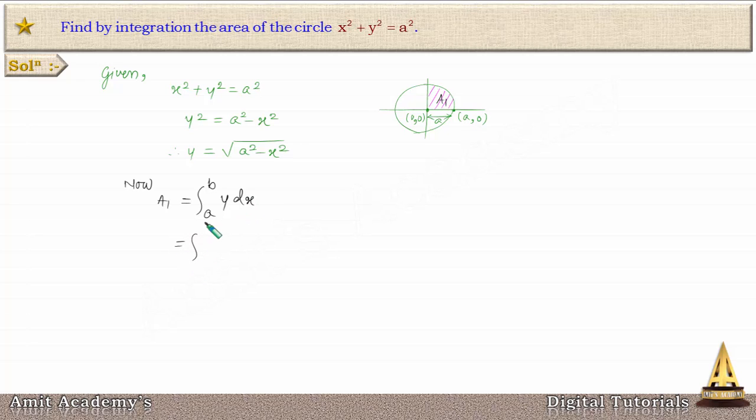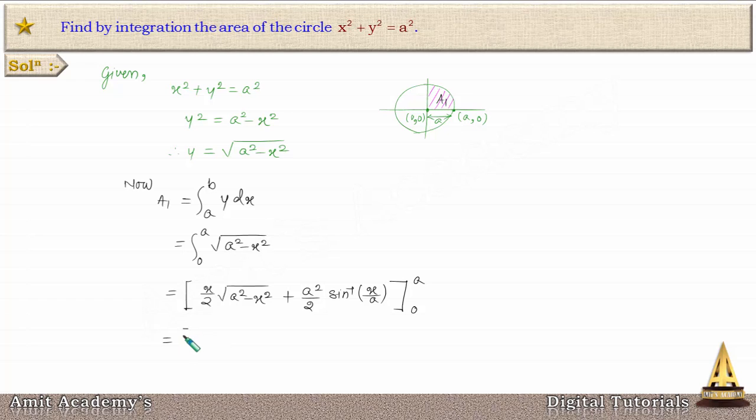So A1 is equal to integration, the lower limit is 0, the upper limit is a, and y is under root a square minus x square. For this integration we have a standard formula, and that standard formula is x by 2 under root a square minus x square plus a square by 2 sine inverse x by a, and the limits are from 0 to a.